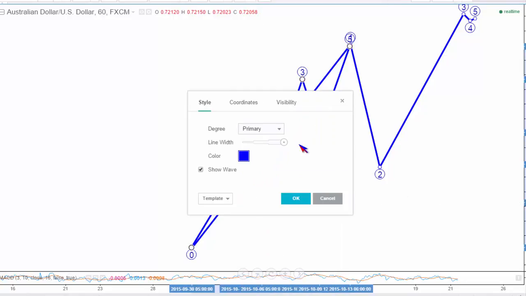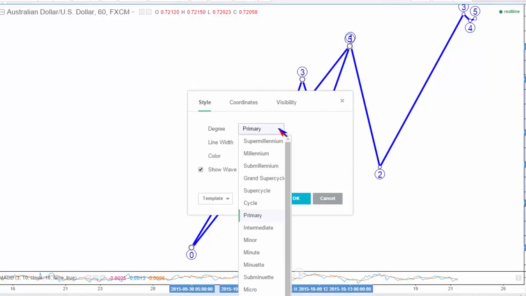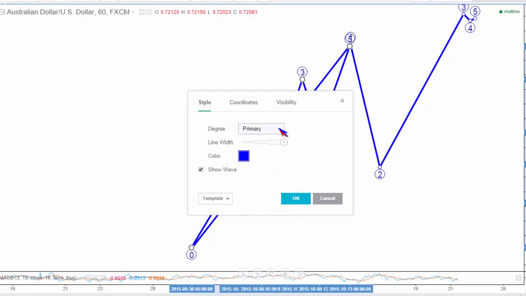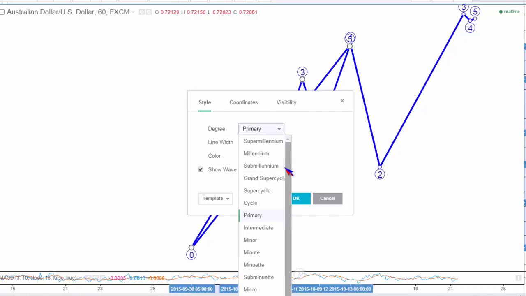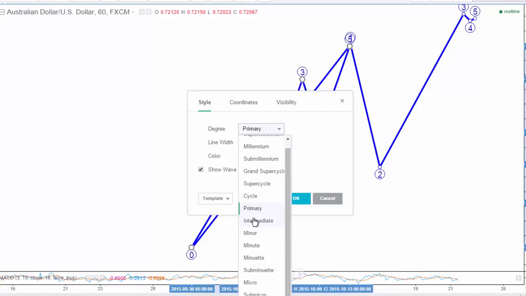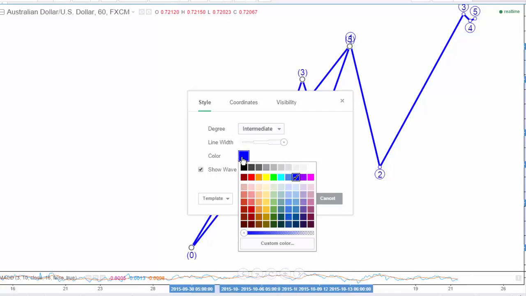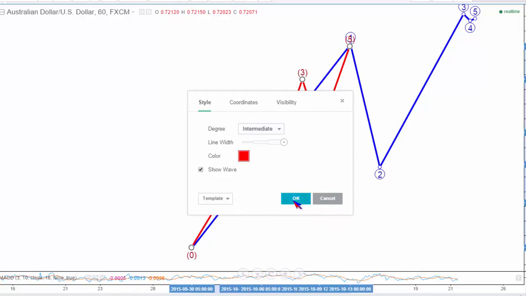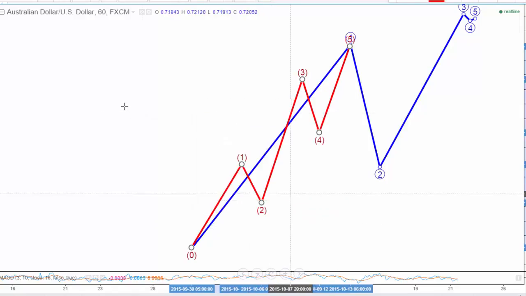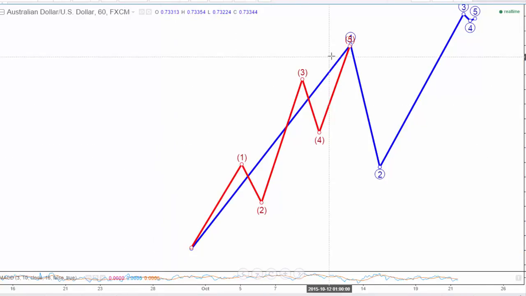So we are going to consider this more or less the intermediate trend right there, and we're going to call this red. So now you have the primary trend, you have the intermediate trend, and then you have the minor trend. The minor trend basically is this.